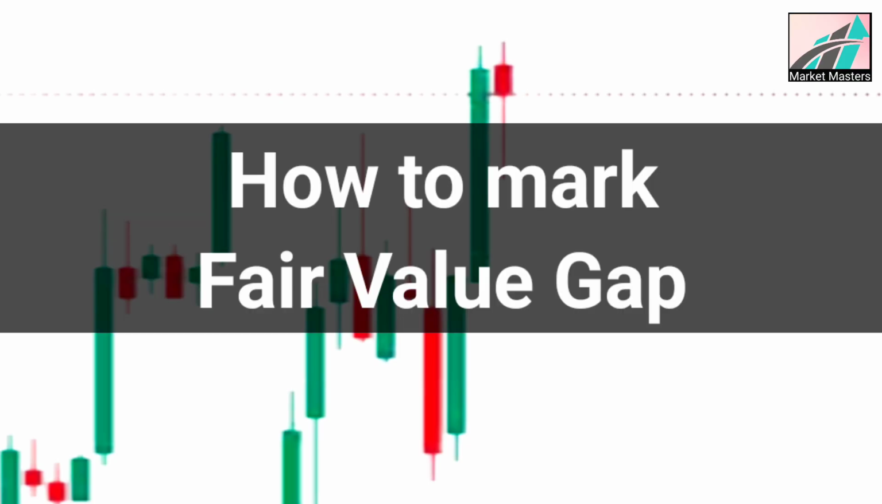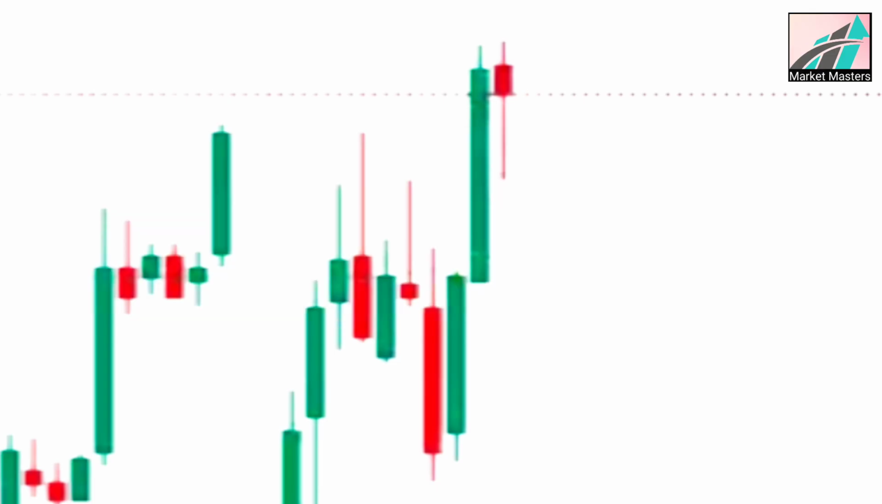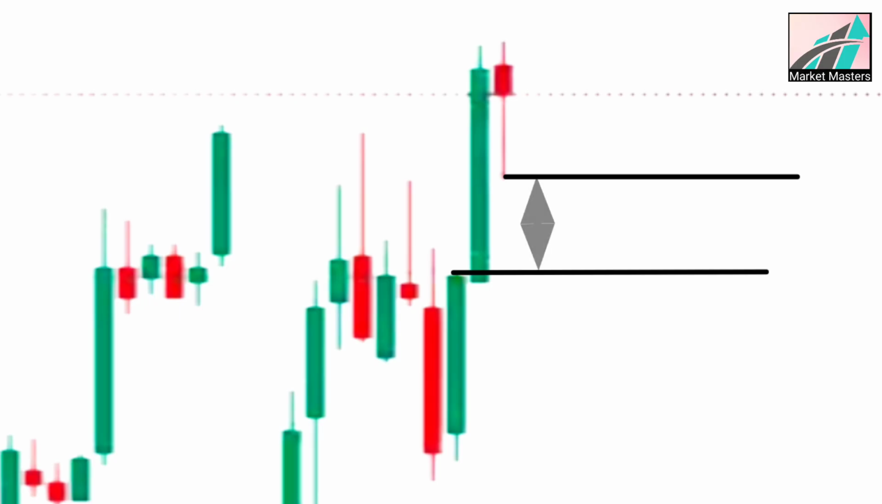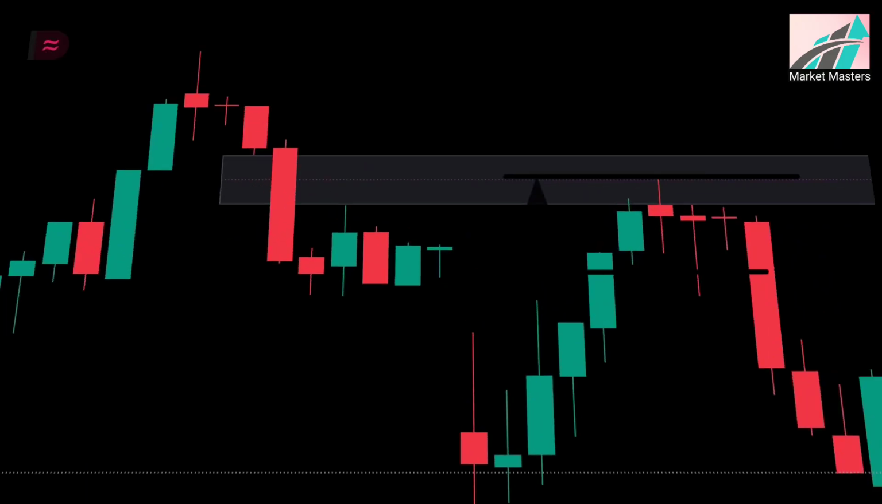How to mark a fair value gap? Look for 3 consecutive candles. Focus on a strong move, usually after a breakout or a high volume push. In an up move, identify the high of the first candle and the low of the third candle. If the low of the third candle is significantly higher than the high of the first candle, leaving a gap in between the high of the first candle and the low of the third candle, that's your fair value gap.